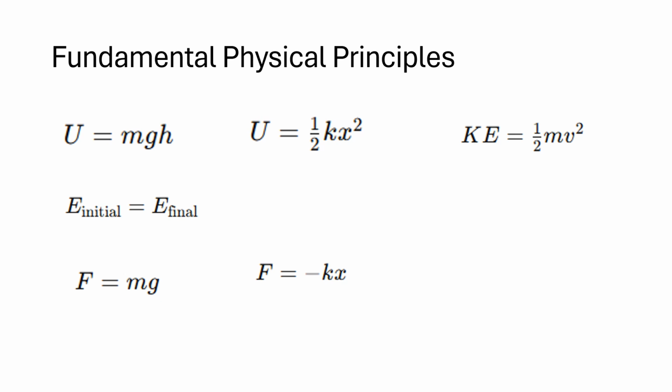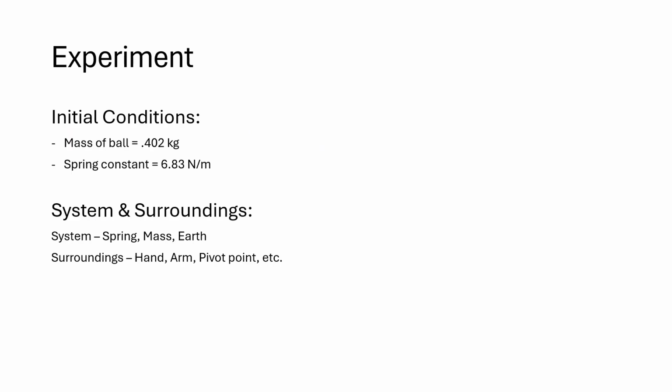The final two fundamental physical principles in this lab are the force of gravity, F equals mg, and the spring force, F equals negative kx. And these are used to calculate the change of position of the mass on the spring. So some initial conditions: the mass of the ball is 0.402 kilograms, and the spring constant is 6.83 newtons per meter. I analyzed the videos, so I got given these.